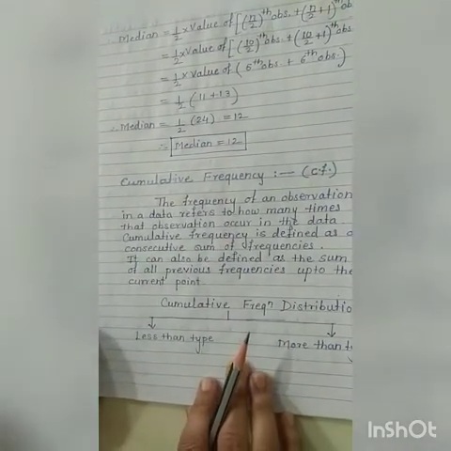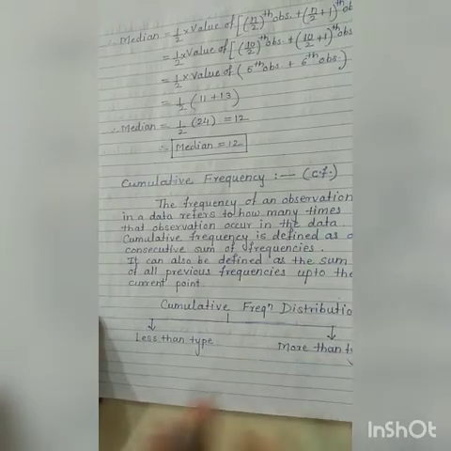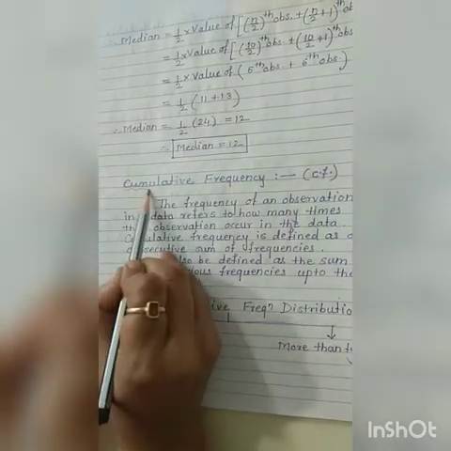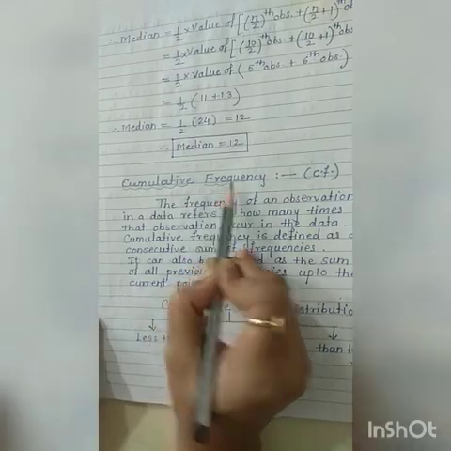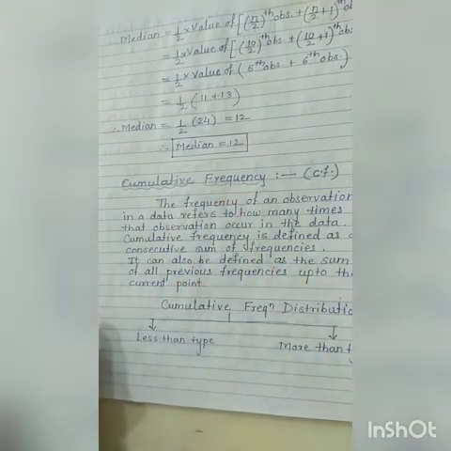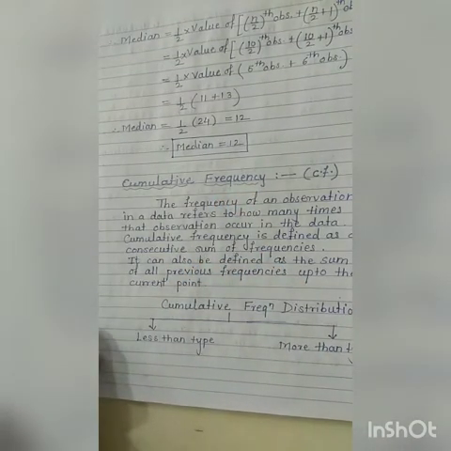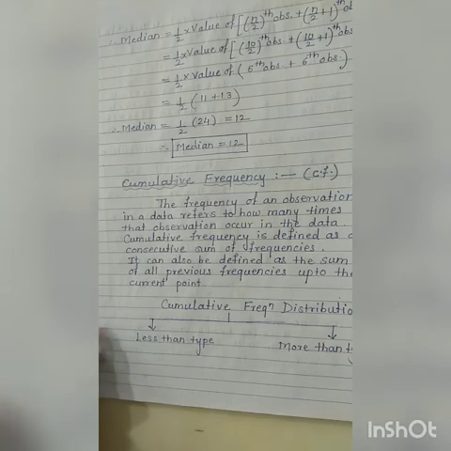Now the next important part is cumulative frequency, which is very important for finding the mean and getting the graphs for the cumulative frequency. The frequency of an observation in a data refers to how many times the observation occurs in the data.